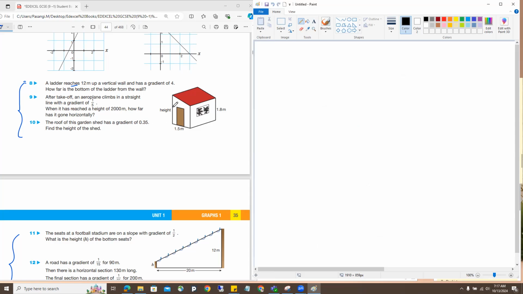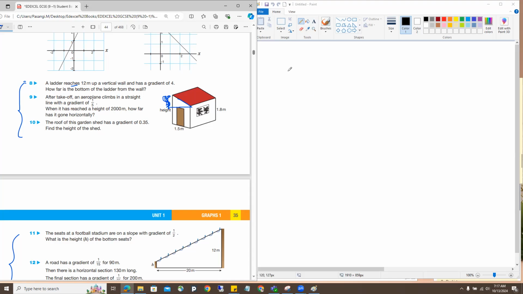Now, the roof means this one. So this is the roof, and the gradient is this slope. This slope is 0.35. Now they are asking for the height of the shed. So the height of the shed means first we have to find out this part, this height.